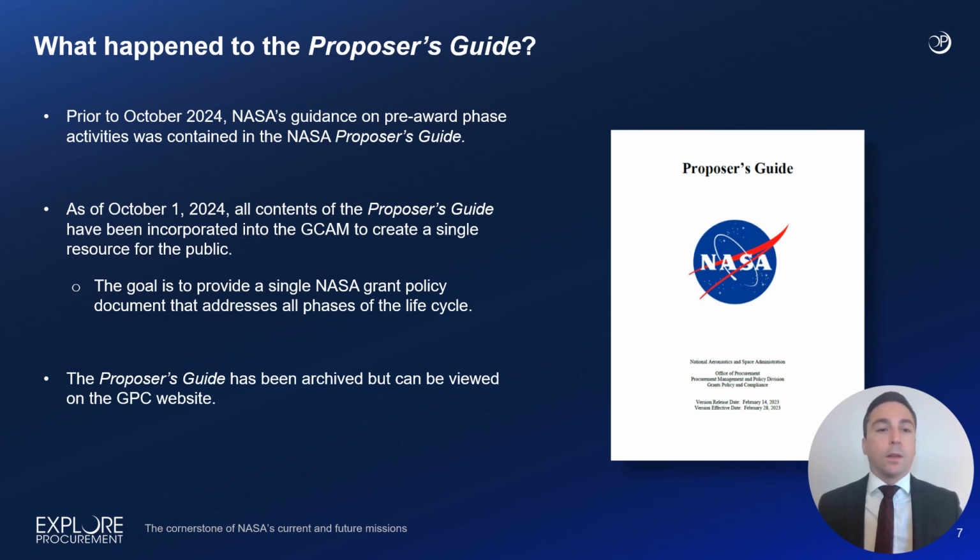Prior to October 1, 2024, NASA's guidance for grant applicants could be found in the Proposer's Guide. However, this meant that NASA maintained 2 grant policy documents with which the public had to familiarize themselves, those being the Proposer's Guide and the GCAM. To streamline policy and create a single document that addresses all phases of the life cycle, NASA incorporated the Proposer's Guide into the 2024 edition of the GCAM. The contents of the Proposer's Guide can now be found in GCAM Chapter 1 Pre-Award.